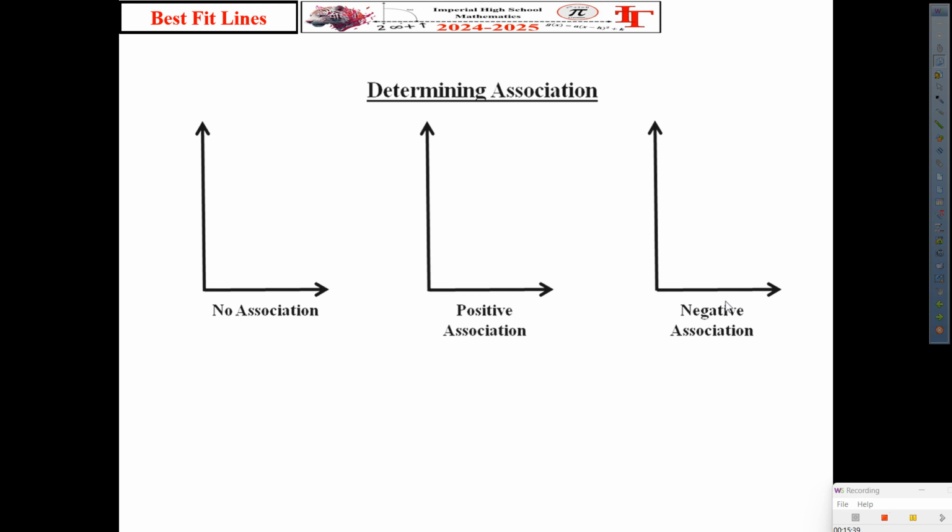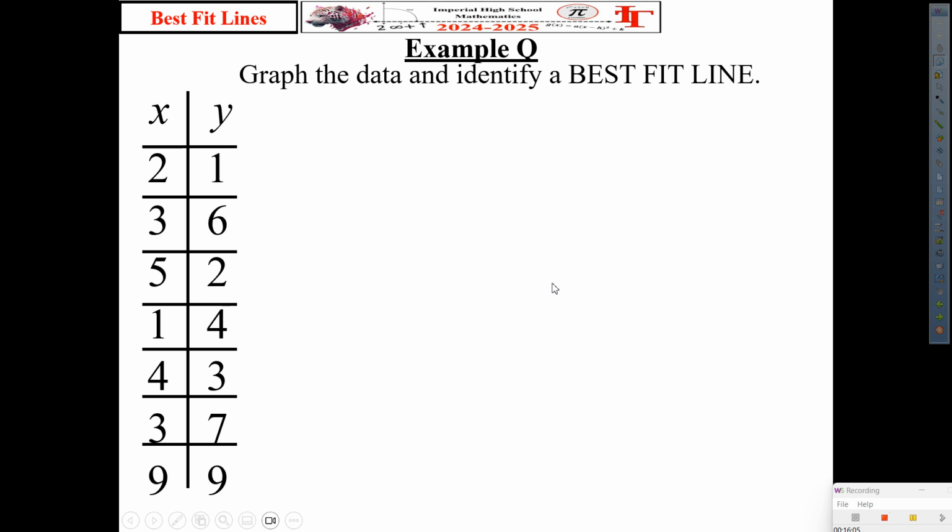Like I said, this is more like a review of some of the data and probabilities that you covered before, but I'm just trying to revisit some of these parts and some of the formulas that you need. Okay, here we go. Underneath that, write Example Q and copy this data, this table, X and Y. For X, we have 2, 3, 5, 1, 4, 3, 9. And for Y, we have 1, 6, 2, 4, 3, 7, 9. The instructions are: graph the data and identify a best fit line.